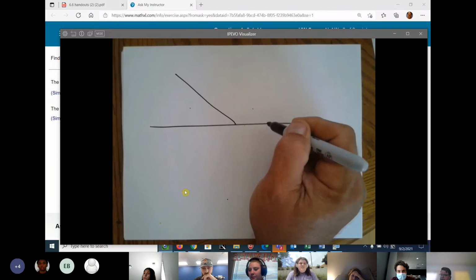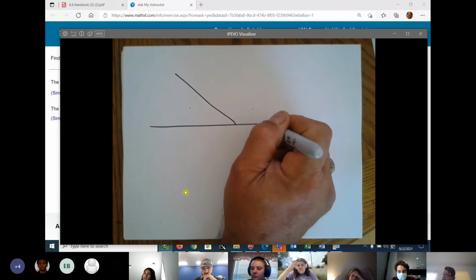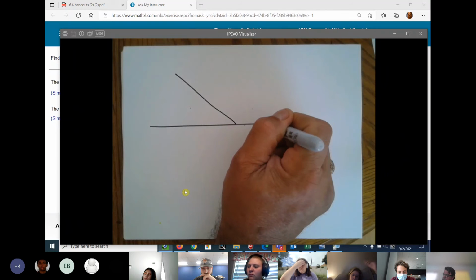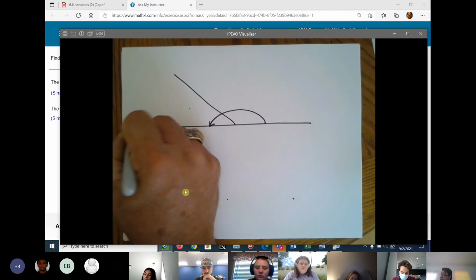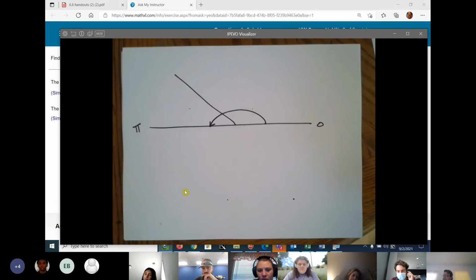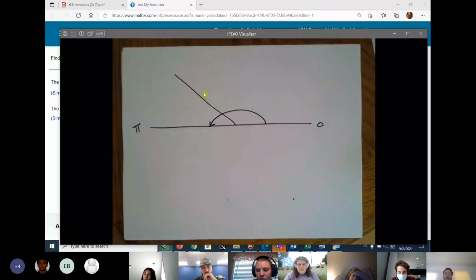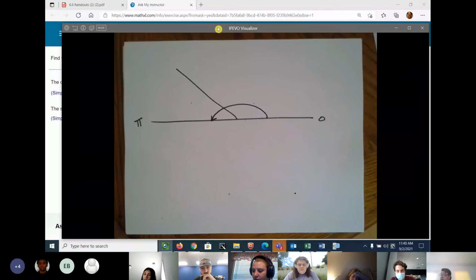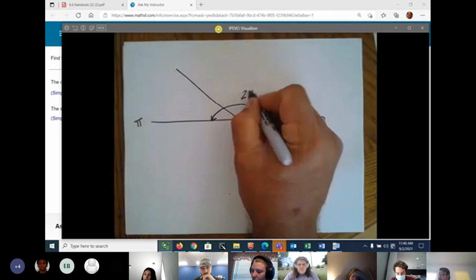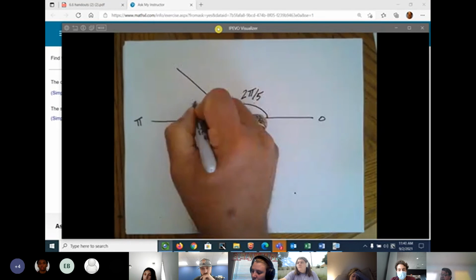All right, here we go. We got an angle going over this way, and we know this is pi, and this is 0, and we know the angle they're giving us is 2 pi over, I forget, 2 pi over 5. Yes. So this is 2 pi over 5, and this is x.